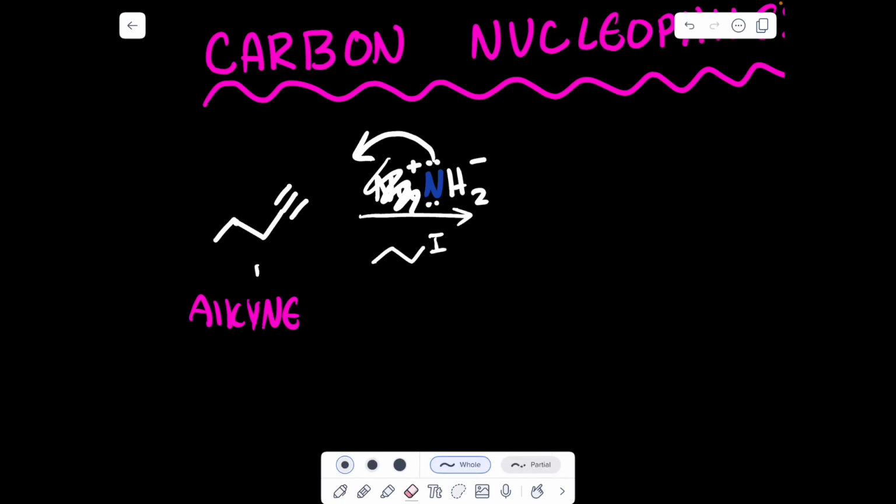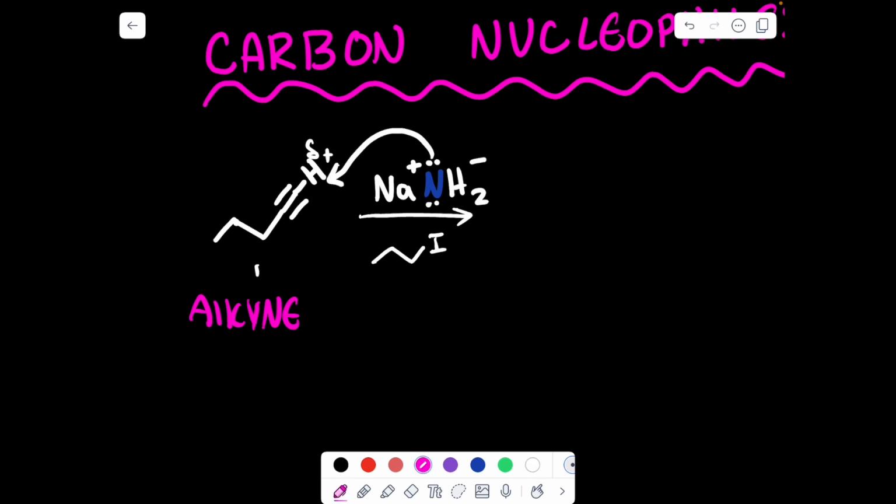But what we do have is a triple bond. And at the end of this triple bond, we have a terminal hydrogen. And terminal hydrogens are actually quite acidic. They want to be removed. When you want to be removed, you're delta plus. You can be attacked by a base. So this NH2 can go to N.